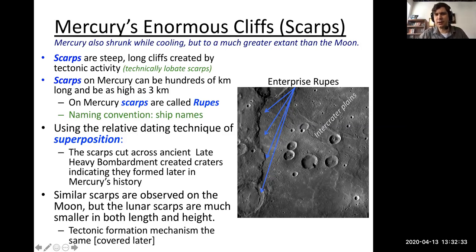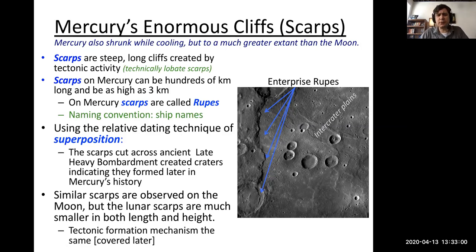It also cuts over the intercrater plains, so this is starting to give us a time sequence of events of how things formed on Mercury. We can have the late heavy bombardment, then the formation of the intercrater plains, and then the formation of these scarps. What we're using here is that relative dating technique called superposition.